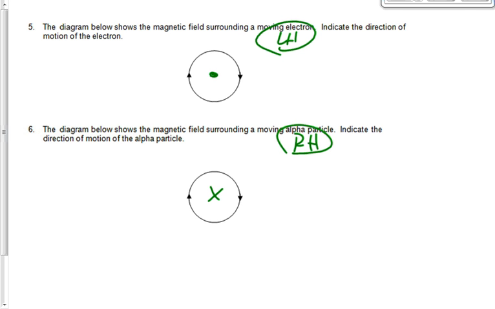How many people got all six of those? Good. Excellent. So Wednesday's quiz, you guys are going to ace it, right?